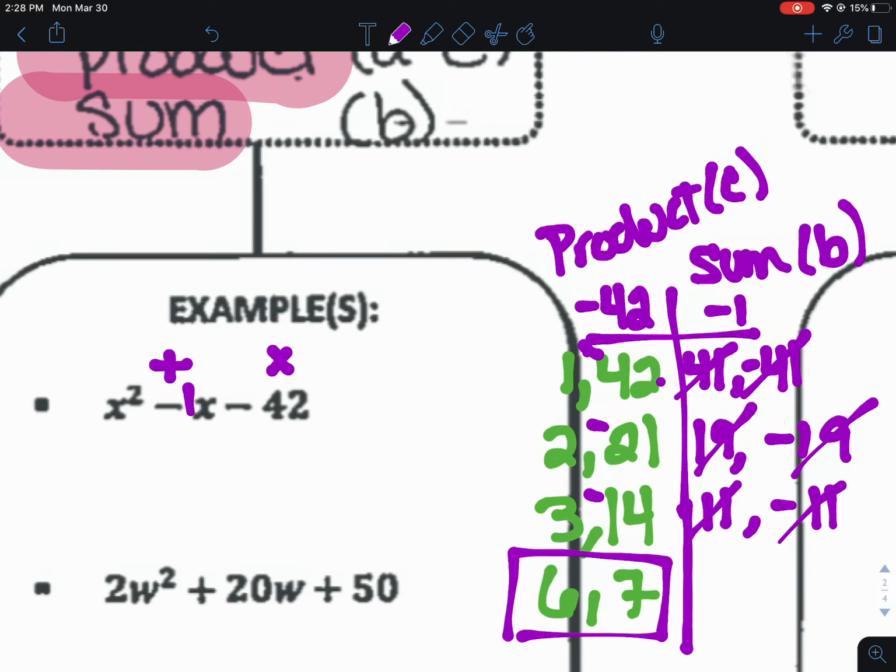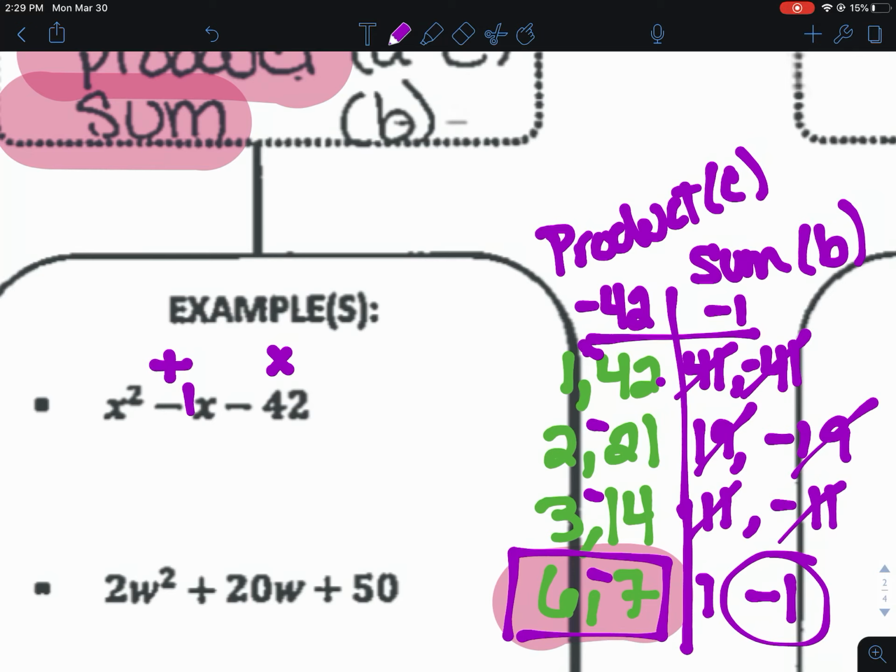But I know 6 and 7, those two numbers have a difference of 1. So that's what I want here. If I do negative 6 plus 7, I get positive 1, which is not quite what I want. But if I make the 7 negative, I get negative 1, which is what I want. So 6 and negative 7, those are my magic numbers here.